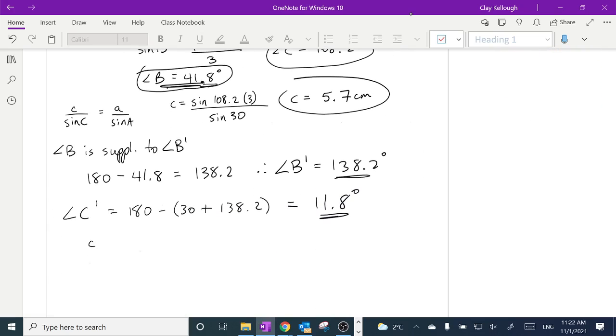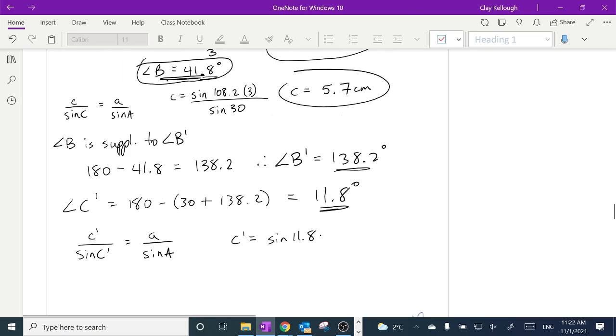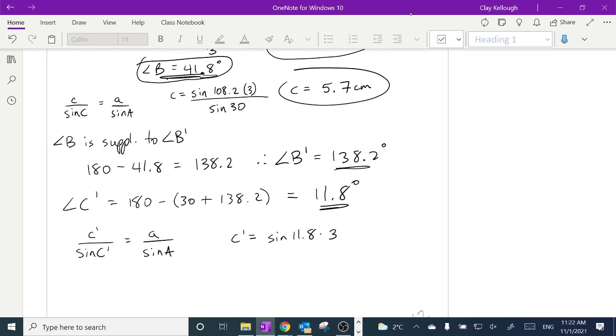We still have to find side C primed. Side C primed over sine C primed is equal to A over sine A. I don't need primes on the A's because the A values are the same in both triangles. That's why I wouldn't bother doing that. So C primed is sine of that angle I just figured out, 11.8, times, what was A again? A was 3, all over the sine of 30.